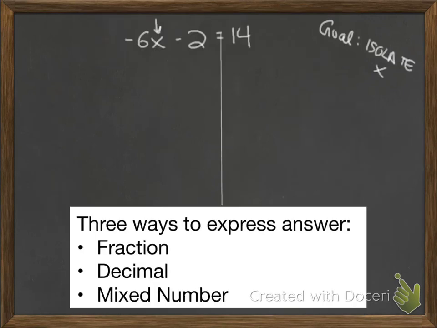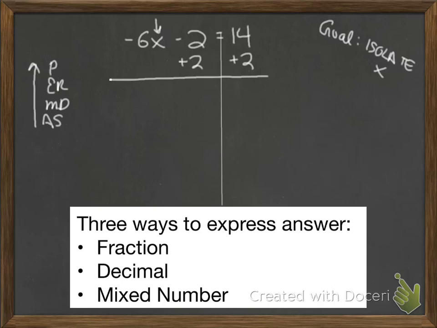So again, we need to go in reverse order of operations. So we start with addition and subtraction and work our way upwards. So to undo the minus 2, we are going to add 2 to both sides. We can bring this down, negative 6x, negative 2 plus 2 is 0, 14 plus 2 is 16. Now all that remains is the negative 6 that's being multiplied by x, and so we need to divide by negative 6 in order to undo that.